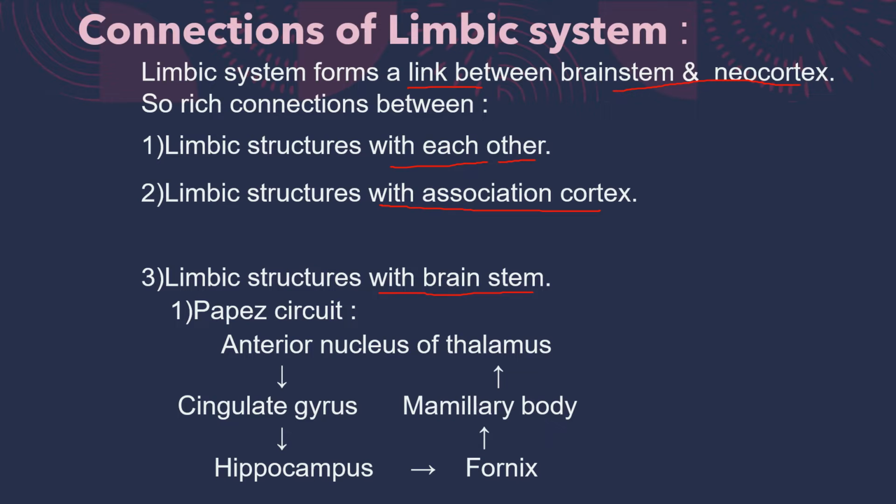First we will see the Papez circuit. This is a most important topic, the Papez circuit. It will come as a short question or a very short question for you. So how is the Papez circuit formed? It is formed between the anterior nucleus of thalamus, cingulate gyrus, hippocampus, the fornix, and mammillary body, and it is interconnected again to the anterior nucleus of thalamus.